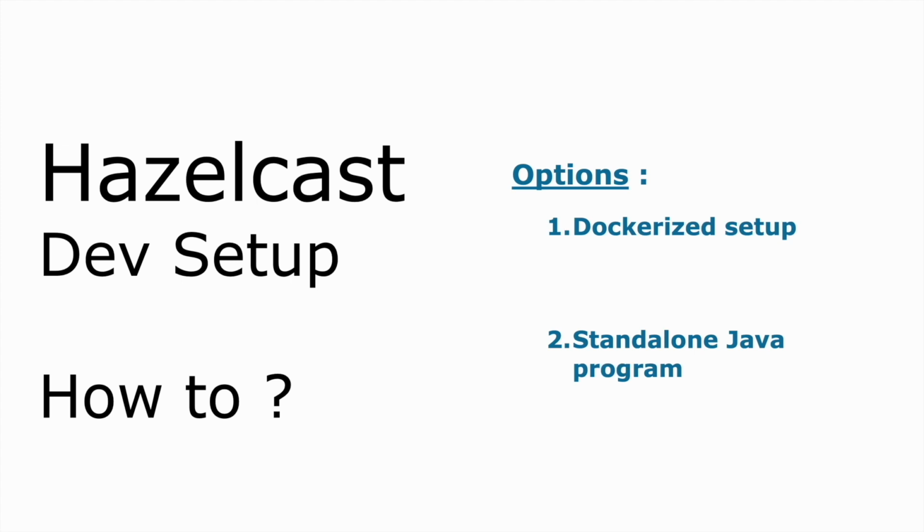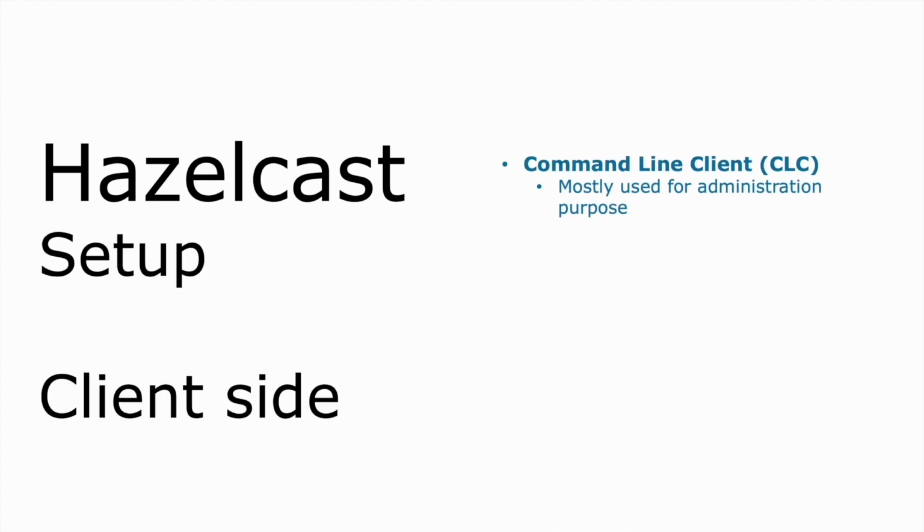Or else there is an even easier alternative, which is running a standalone Java program. And why I'm saying it is an easier alternative to Dockerized setup is if you already have Java installed in your system, then it is essentially a one-liner program which is required to run Hazelcast locally. And how can we access a Hazelcast which is running, say, either locally or in a cluster within the network?